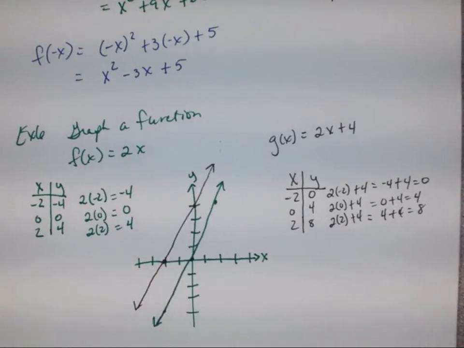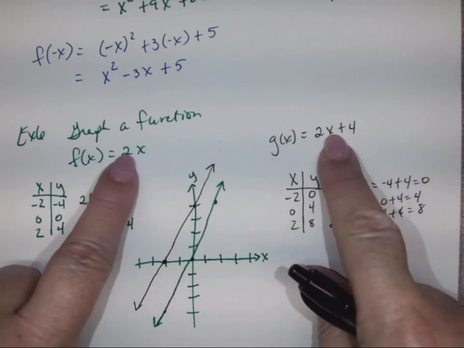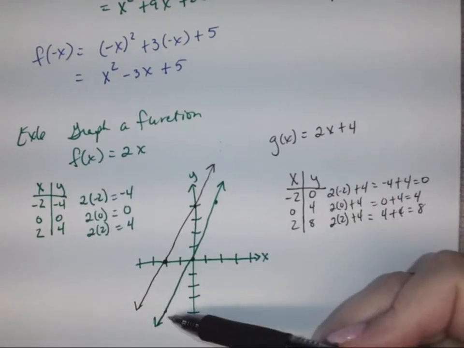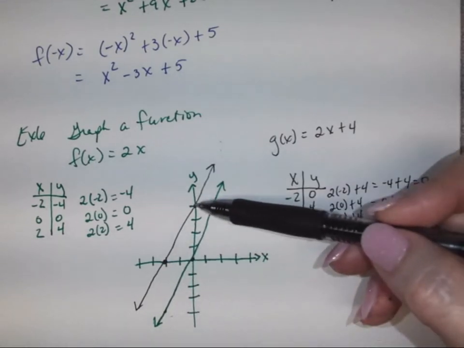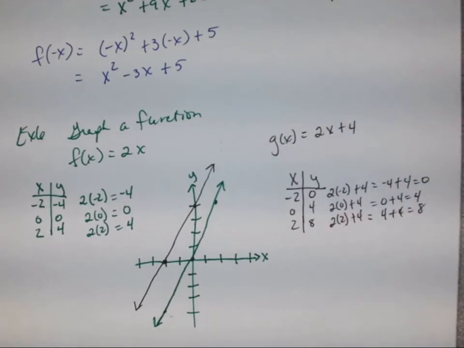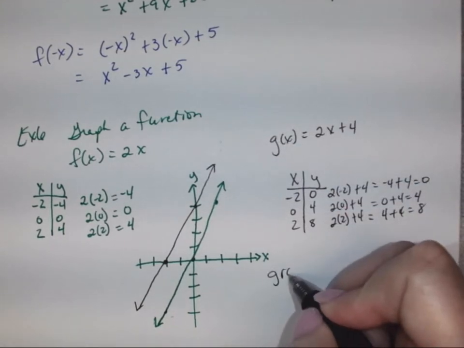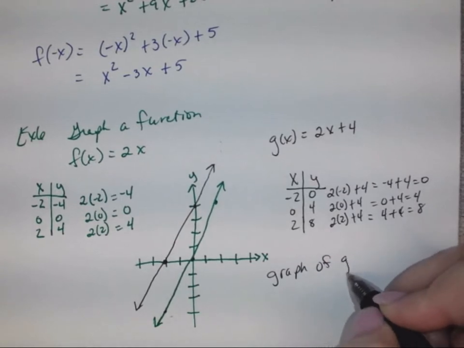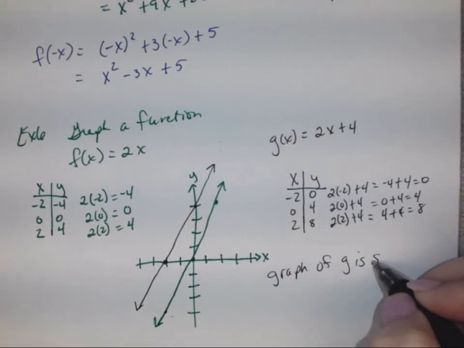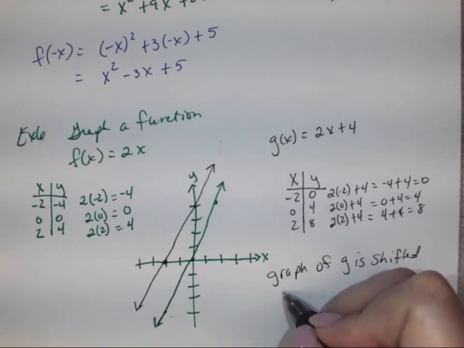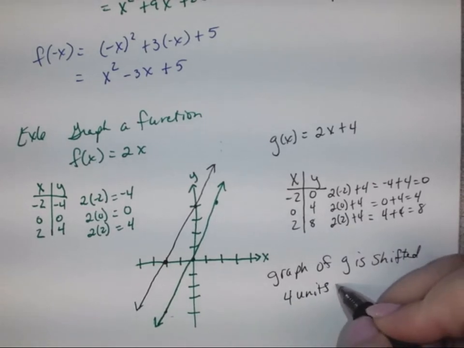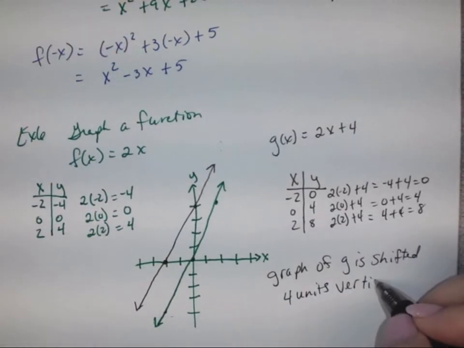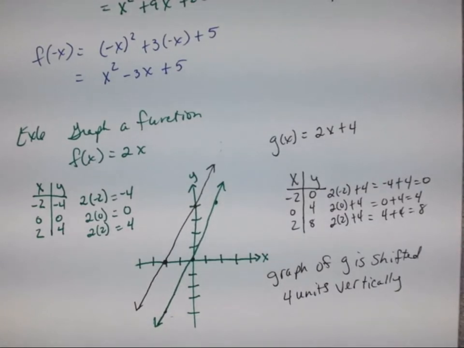So what do we notice about the two graphs? Well, with the equation, the only thing that changed is we added 4. And if you notice, for each x value, it went up 1, 2, 3, 4. And this one would have gone up as well, up to 8. So the graph of g is shifted four units vertically, is what we will call that, because it's going up, so it's vertical. This will come in to help you later on as we learn about transformations.